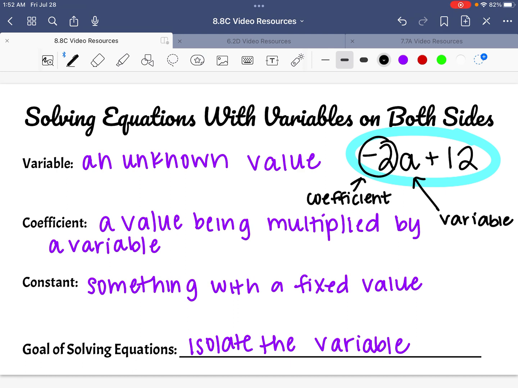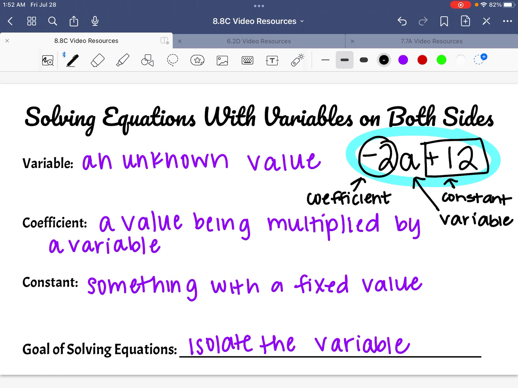And lastly, our constant, that is just something with a fixed value, so something that does not change. Generally speaking, when we look at equations, it might be just a number that is by itself, not attached to a variable. And in this case, in our example, that is the +12.